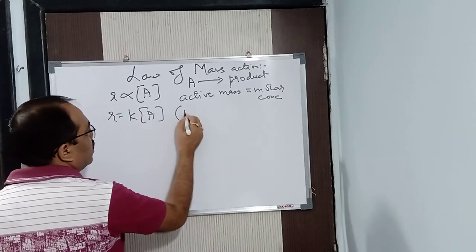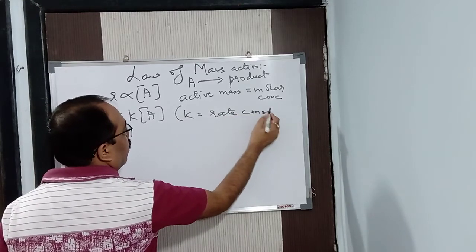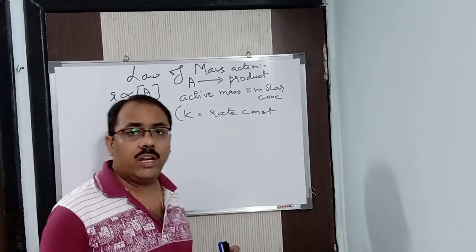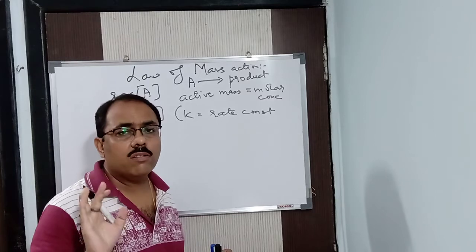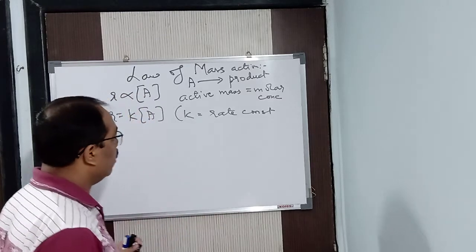What does K stand for? K is the rate constant, or velocity constant, or specific reaction rate. We can say that. Remember it. There are so many names for the K.